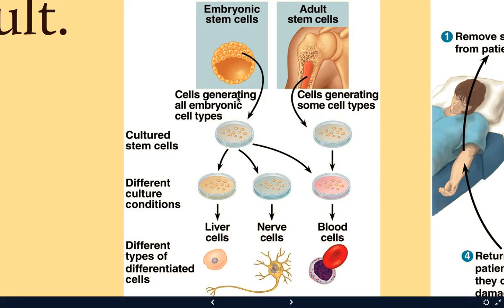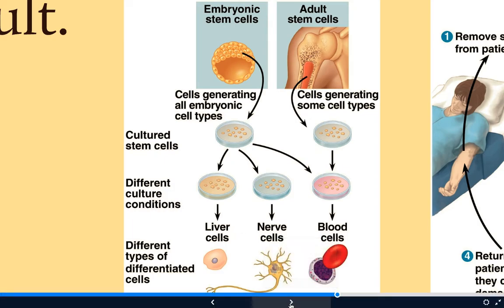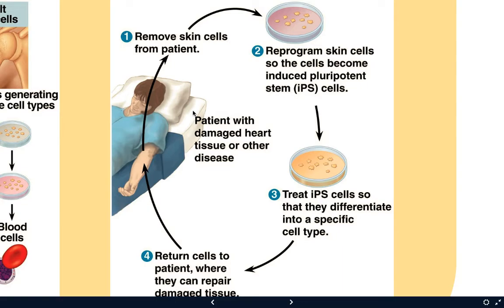We can take those embryonic stem cells that do not have a job, and the idea is that through culturing, you can create many different types of cells that can be used for gene therapy in the future. So the idea here would be, here's a patient with damaged heart tissue or other disease. You remove skin cells because those are easy to get, and then you reprogram the skin cells to become these stem cells, and then you treat them so that they differentiate, say, back into heart cells that can then be put into the patient.